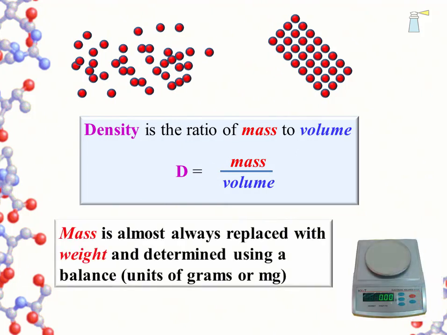Let's consider each property in this equation. Mass first. Mass is almost always replaced with weight and determined using a balance. The unit for weights are given usually in grams or milligrams.